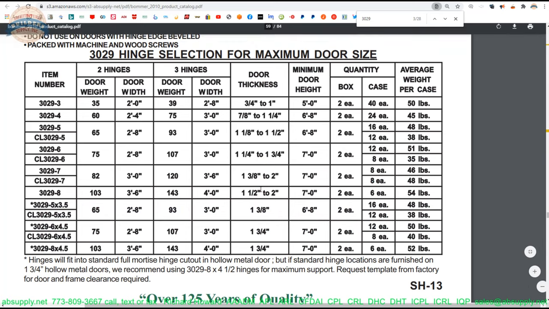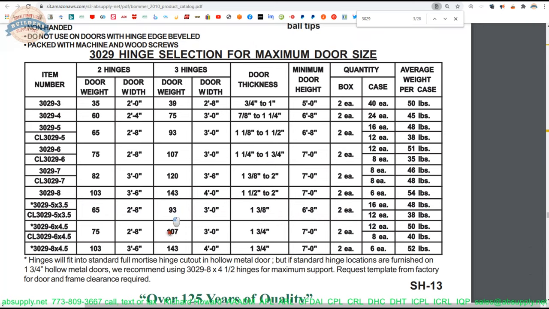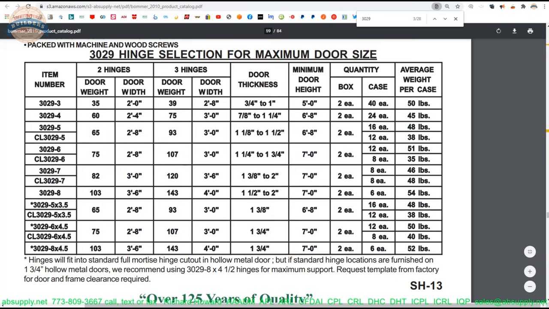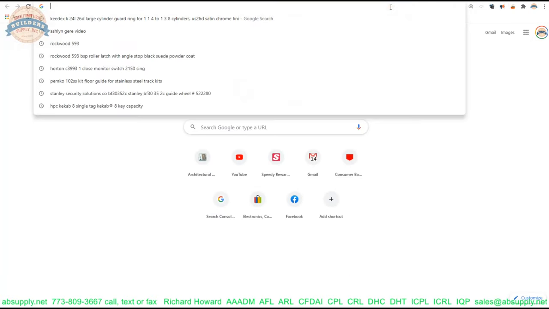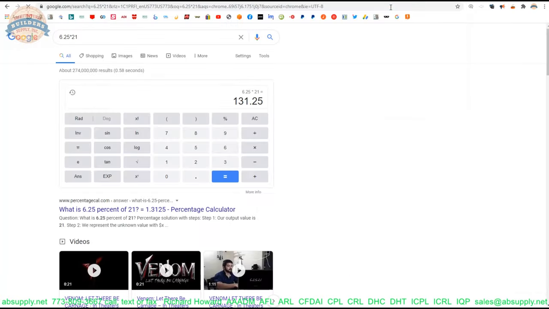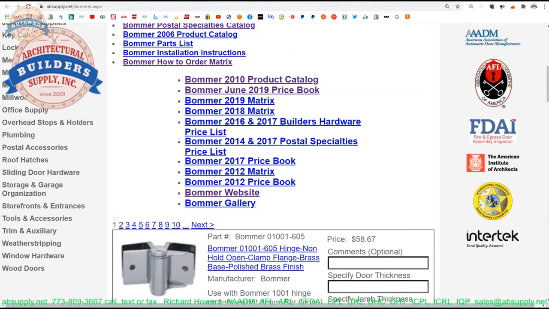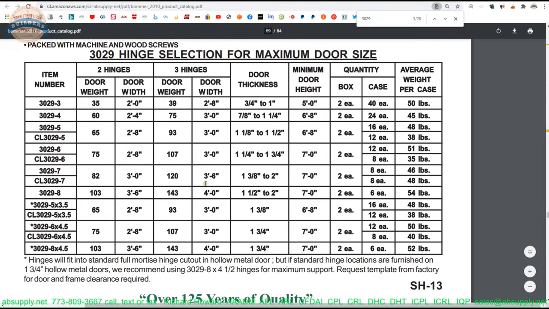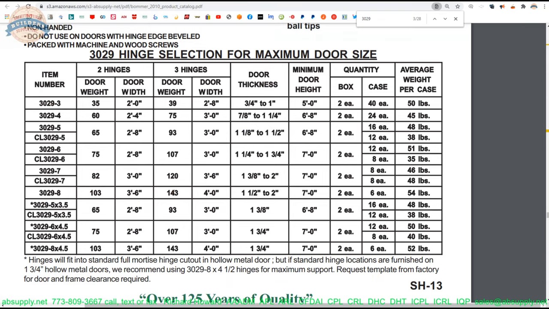Then go to your door weight column here or here. You say to yourself, yeah, I've got a 3070. It's about 6 pounds per square foot, 6¼. So 6¼ times 21, I'm looking at a 131 pound door. Okay, let's go back to our chart. Yeah, so right there. If it was indeed 6¼ pounds per foot, 21 square feet, you would be looking at 3029-8 for a 1¾-inch thick door. Three hinges, in fact.